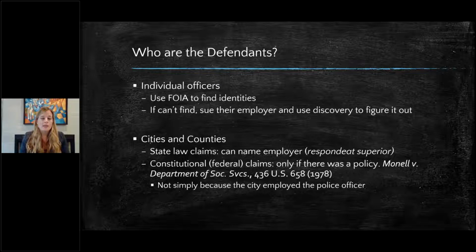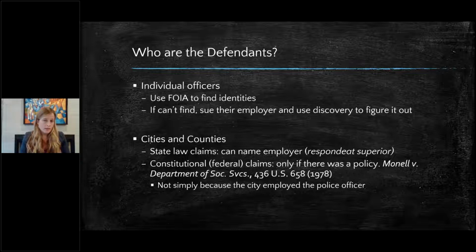The defendants can be individual police officers, and most often they are. How do you find out who they are? A lot of times we get phone calls from people and they do not know the names of the police officers who arrested them. Sometimes officers try to make it difficult for people to know who they are when they arrest them. So we always use FOIA to try to find the identities of police officers. I really enjoy using FOIA, and you can get a lot of information that way. If for some reason that doesn't work, one method is to sue the employer, so like the city of Chicago, and use discovery to figure out who the officer is. The other possible defendants are cities and counties, towns and villages.